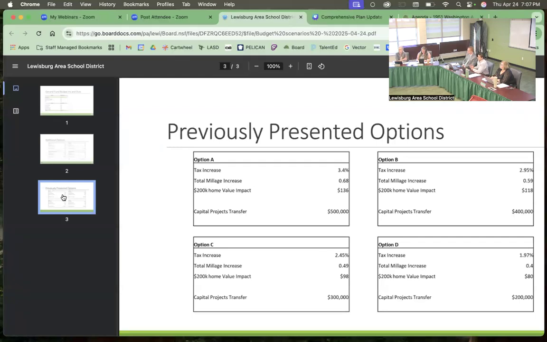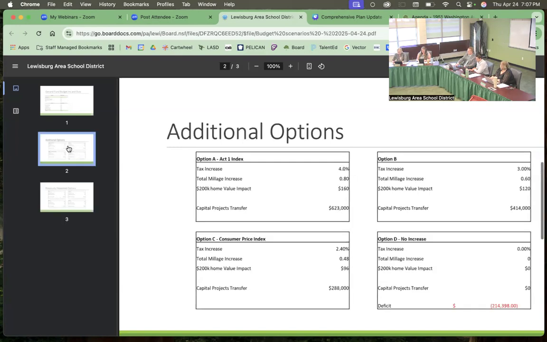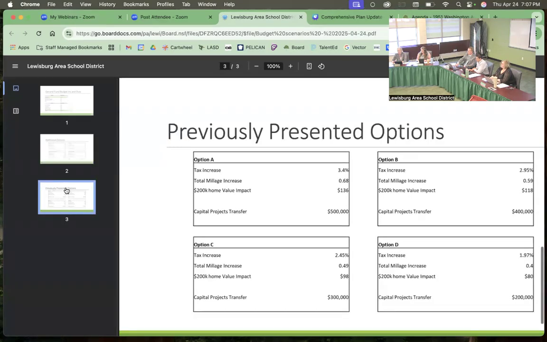But these two option Bs with a 3 or a 2 or even a 2.95% tax increase still get us close to what I'm taking away as the desired amount of capital projects balance, but still keep us either at or even slightly under a 3% tax increase. That seems to me like a pretty good compromise between those two things, but that's just my reaction.